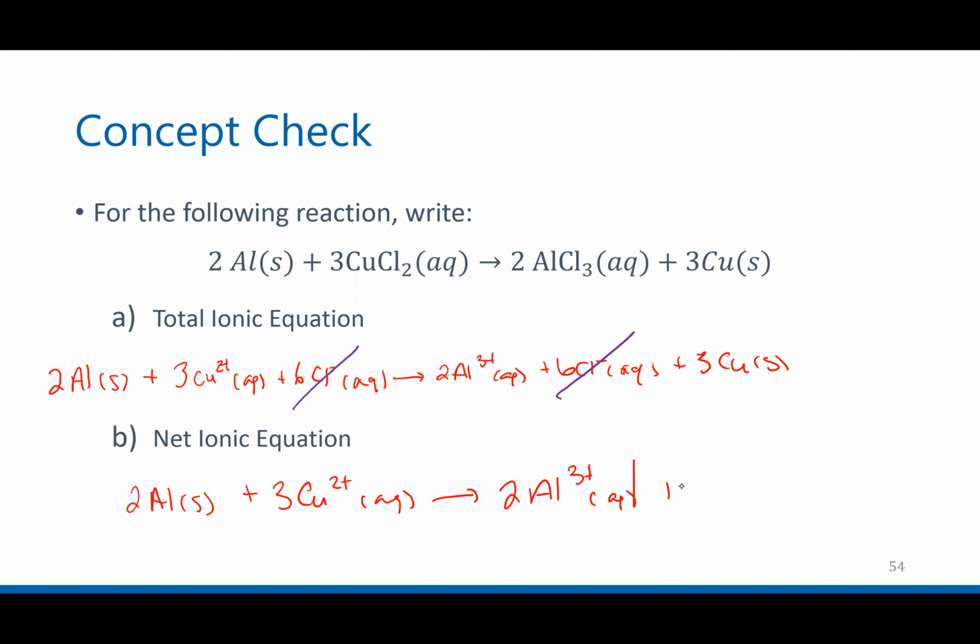plus 3 copper. Sorry guys, my pen's going a bit weird here. Okay, there we go. 3 copper solid. Now, this reaction is a single replacement. And actually what this reaction is a great example of is the next topic.